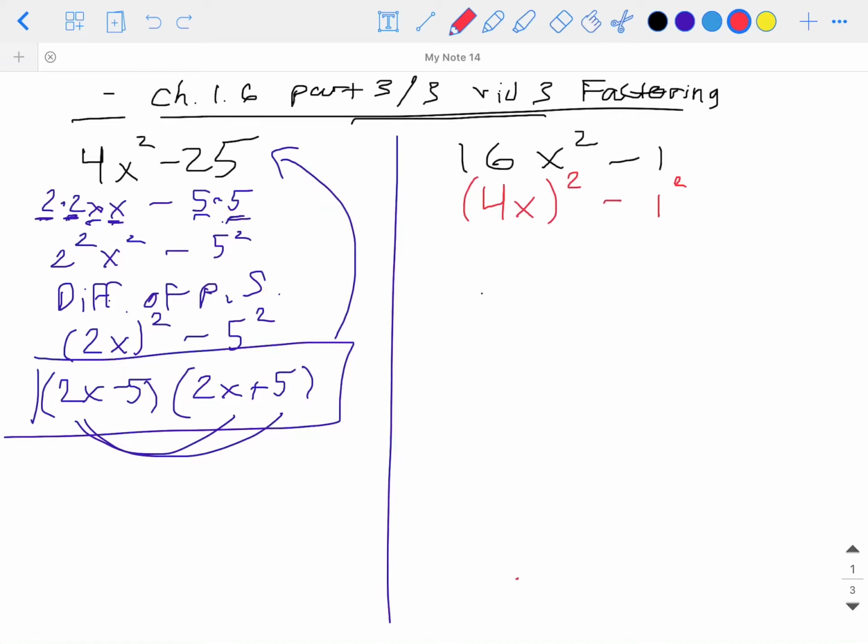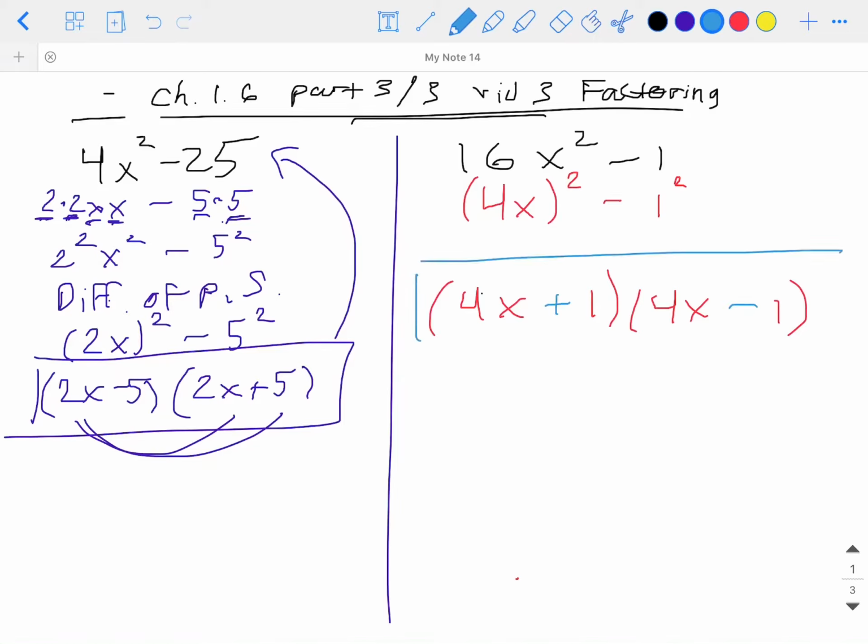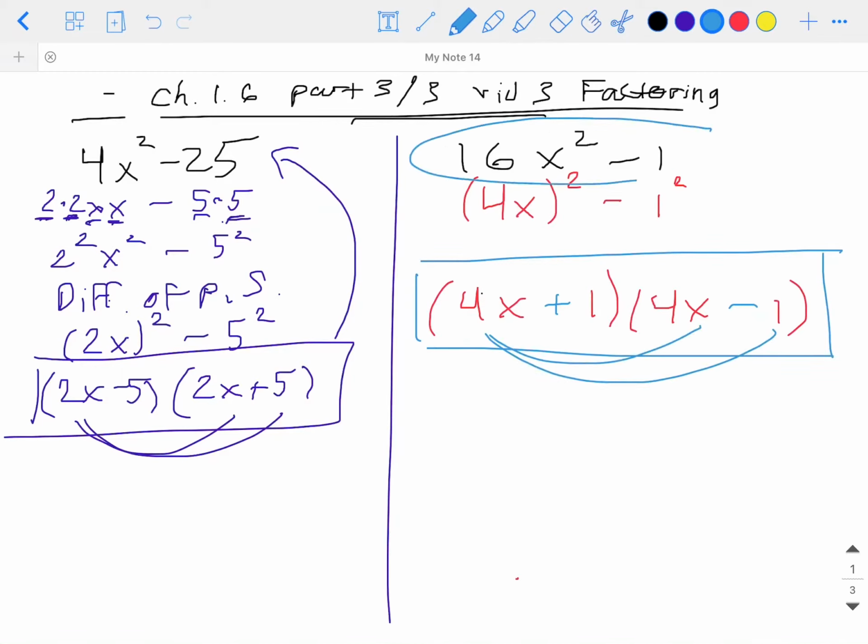so therefore we have the framework to use the difference of perfect squares algorithm. We got 4x and 1, and then we alternate on the signs. You can do plus and minus, or you can do minus and plus. But that's pretty much it. When you FOIL this out, you will get back the original question, 16x squared minus 1.